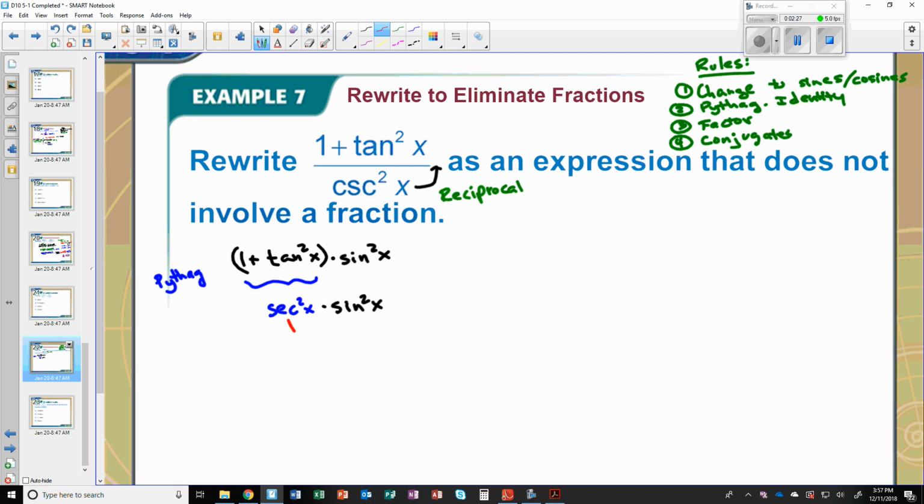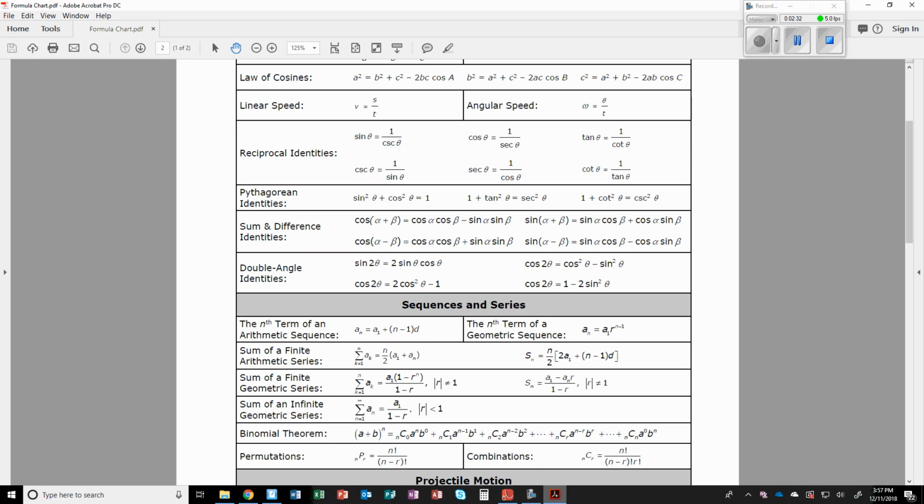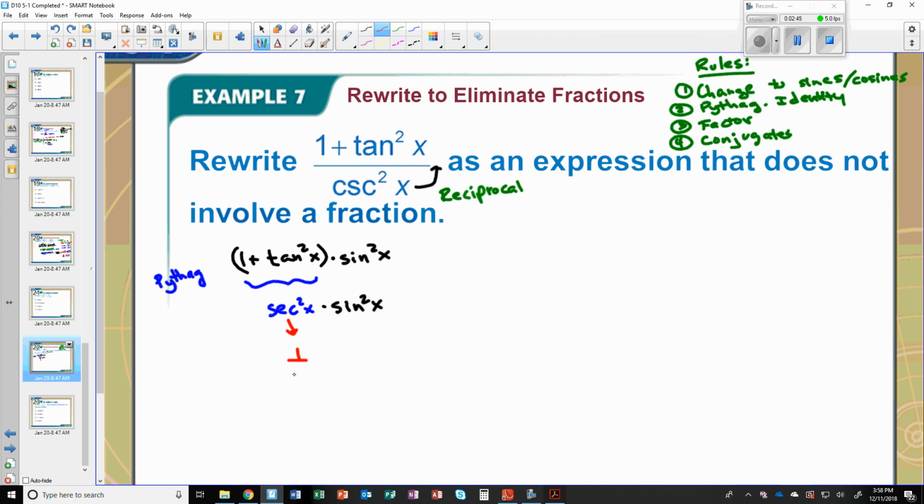But I do know this: secant squared doesn't have to stay as secant squared. We can use rule 1, changing to sines and cosines. What is secant squared the same thing as? Secant is the reciprocal of cosine. So secant squared is 1 over cosine squared. So I can say this is 1 over cosine squared x times sine squared x. We got this from the reciprocal identities, which is really changing to sines and cosines. That's all it often is, a reciprocal or quotient.